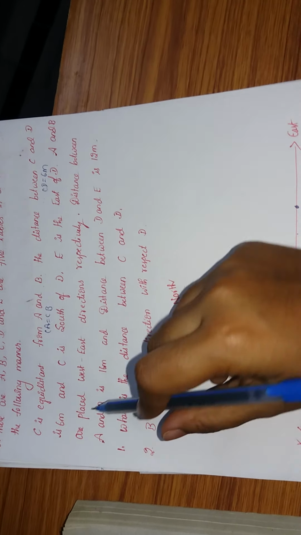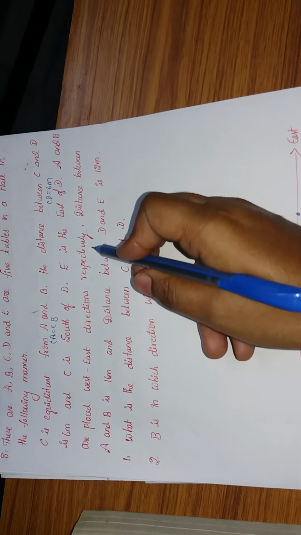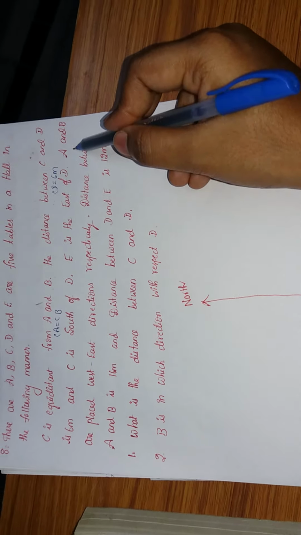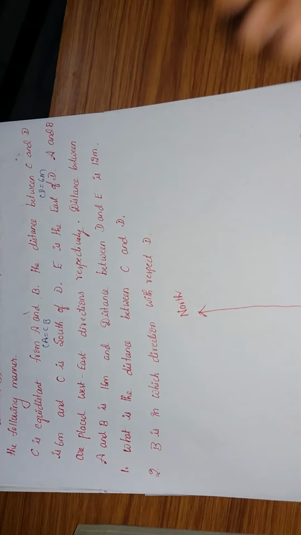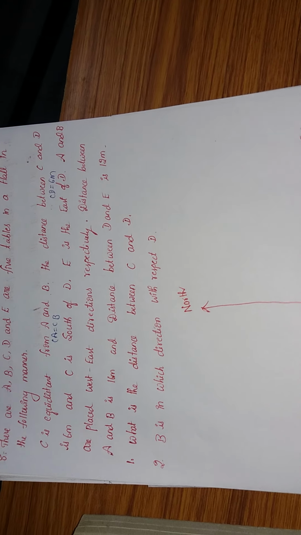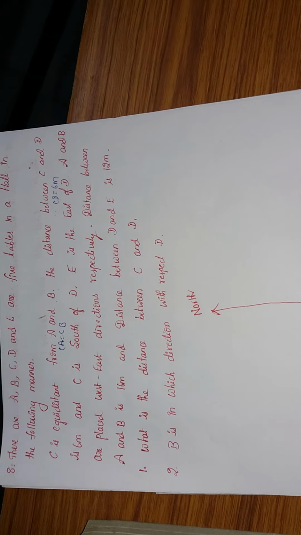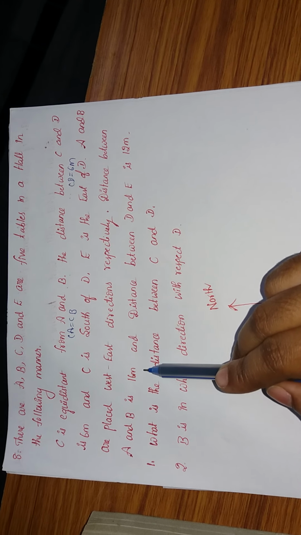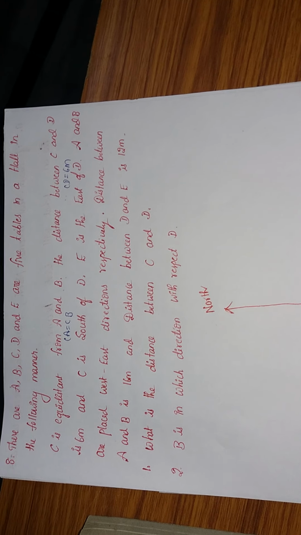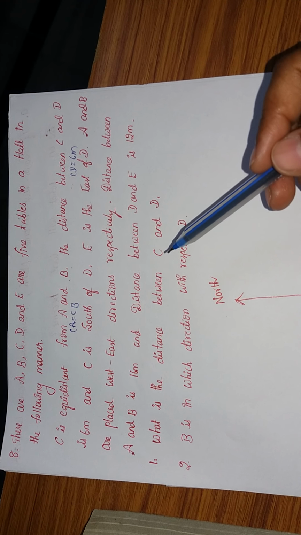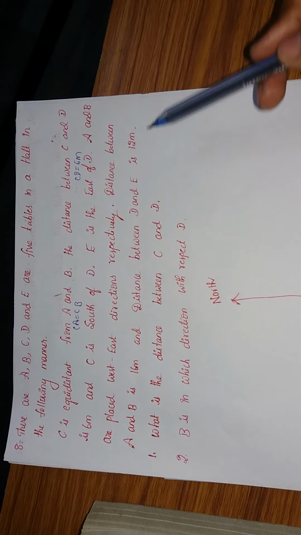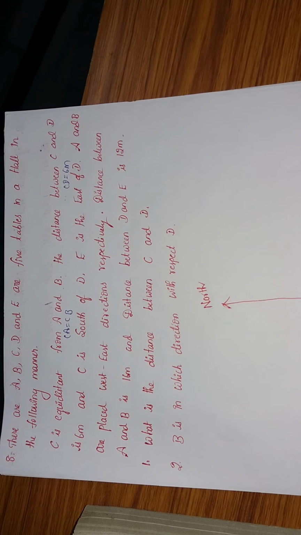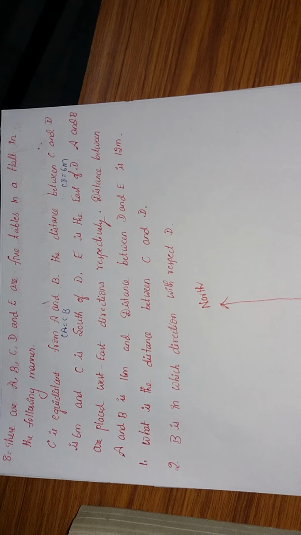A and B are placed in west and east directions respectively. So A is placed in the west direction and B is placed in the east direction. The distance between A and B is 16 meters. And the distance between D and E is 12 meters.